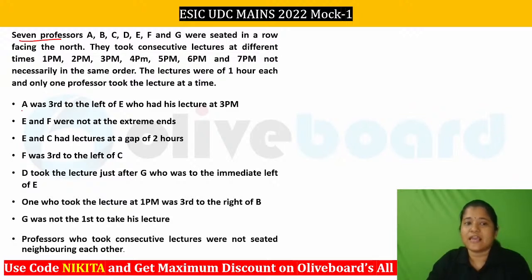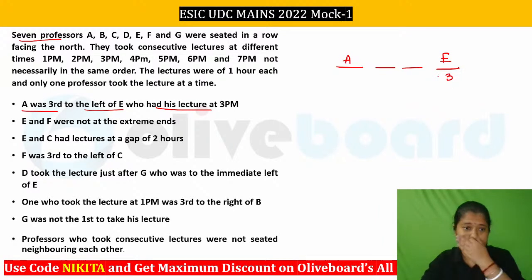Now it is given A was third to the left of E, who had his lecture at 3 p.m. Let's write it down. So A was third to the left of E, right? And E is having the lecture at 3, so he is 3 p.m., right? So 3 to 4. Now E and F are not at the extreme end. That means at least one person should be there towards the right of E, right? E cannot be at the extreme end.